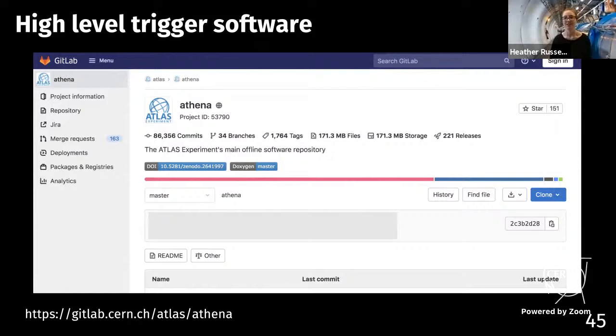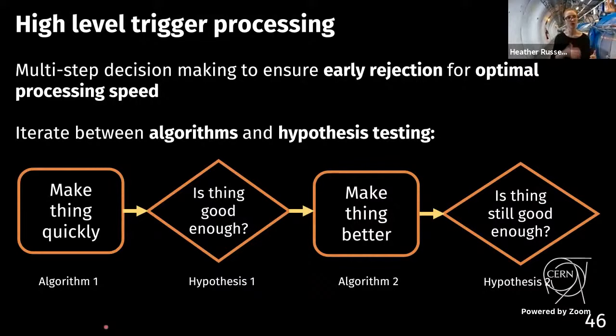Now, in the high level trigger, in the actual code itself, what we use is multi-step decision making. This is to make sure we have early rejection for optimal processing speed. We do have 100,000 cores, but we want to use these in the most efficient way possible. We don't want to waste our time calculating things we don't need because the event has some other characteristic that already means we know it'll never pass our selection to save.